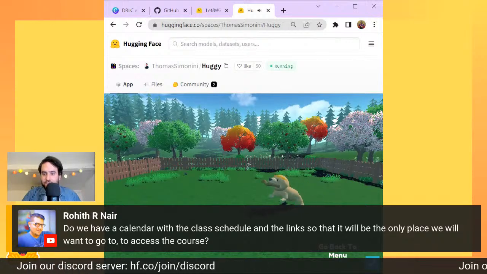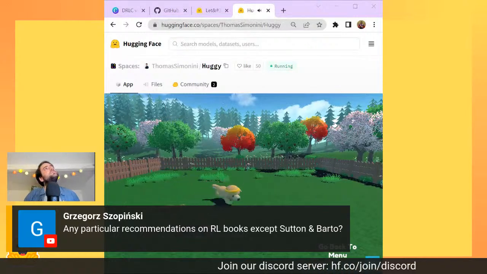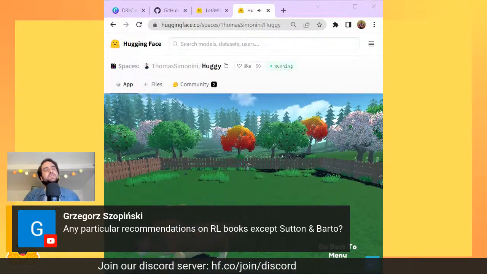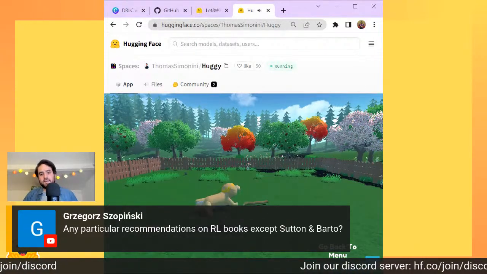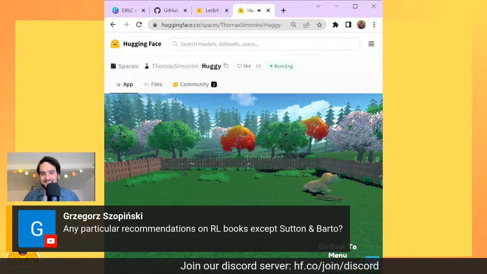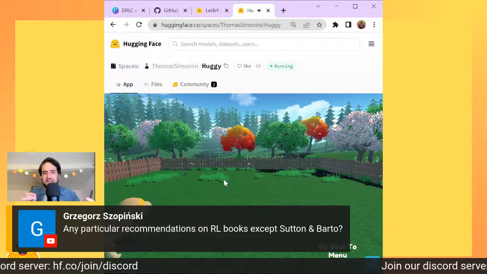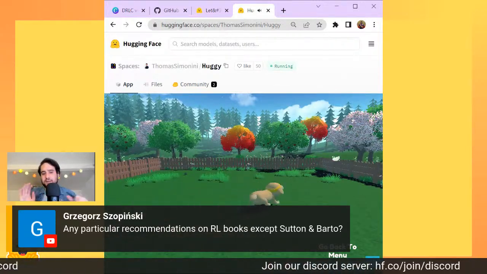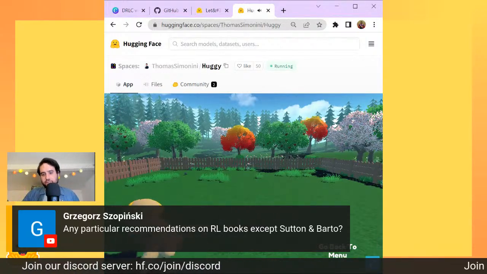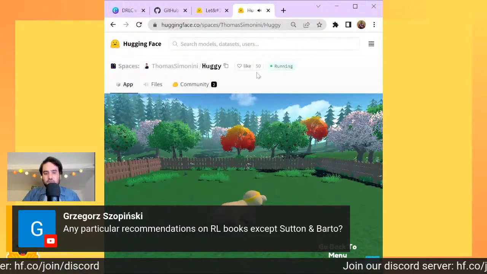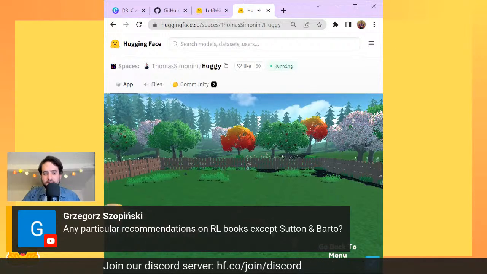Is there any particular recommendation for a reinforcement learning book, except Sutton and Barto? We're going to put it in the additional readings. It's the Grokking one, Grokking Deep Reinforcement Learning. If you search for it, you can find it. It's a very nice one, and to be honest, it really helped me with some of the concepts that are sometimes hard to understand. I think Sutton and Barto is really the Bible of reinforcement learning, and it's totally free. If you search for Sutton and Barto reinforcement learning, you'll find it. But I think the Grokking book is also very good, and we're going to put it in the additional readings of the course.